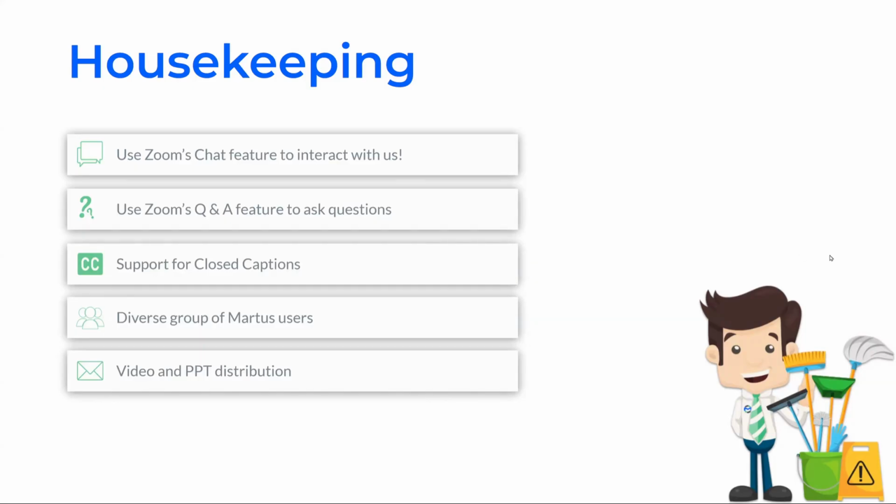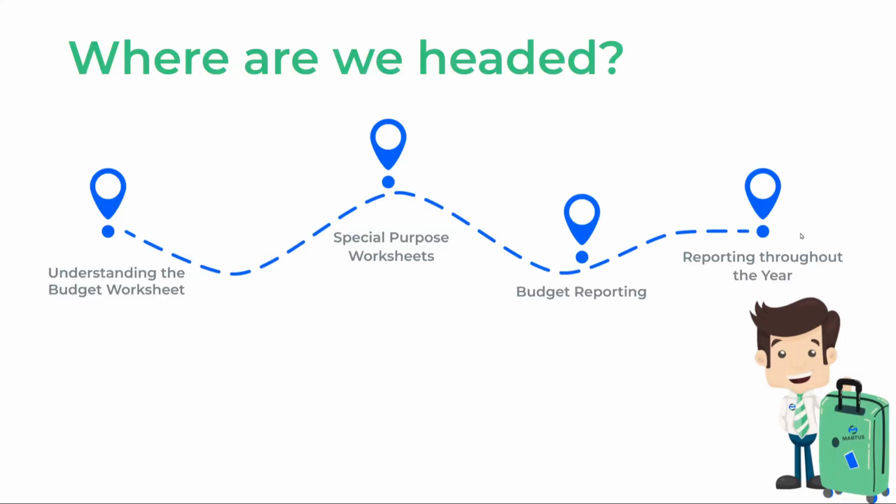All right, so let's go. Let's talk about where we're going. We're going to talk through the budget worksheet, which is where you do the majority of your budgeting in Martus. Then we'll talk a little bit about special purpose worksheets. Then we'll talk through our budget reporting and general reporting throughout the year.